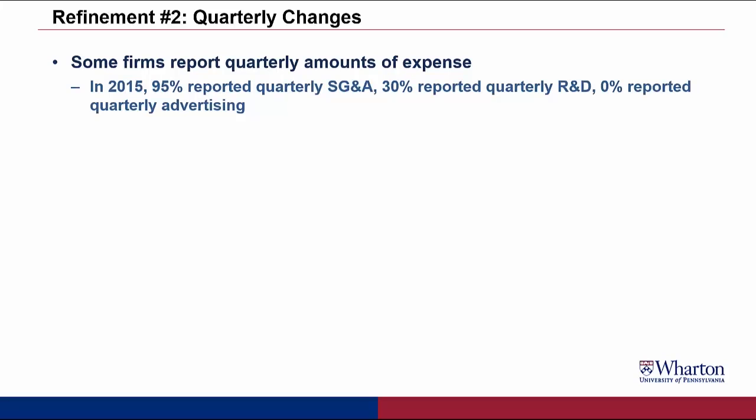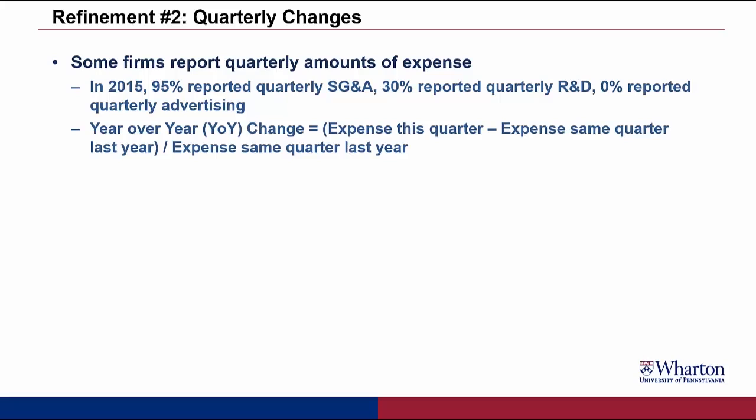Second refinement we're going to look at are quarterly changes in these expenditures. Some firms report quarterly amounts of expense. I say some firms because it's not mandatory. It's essentially a voluntary disclosure. To give you a sense of how voluntary it is, in 2015, about 95% of companies reported quarterly SG&A, because that's something all investors want to see, even though it's not required. About 30% of companies reported quarterly R&D, and nobody actually reported quarterly advertising expense. So we can't use it for advertising.